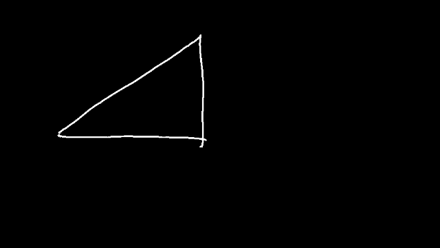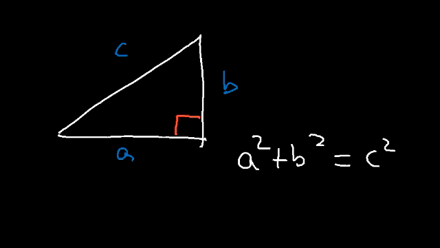Now, there's some other stuff that you need to know. So let's redraw the right triangle. Now, there's something called the Pythagorean theorem. Let's say this is A, this is B, and this is C. So A squared plus B squared is equal to C squared. So that's another formula that you should know.